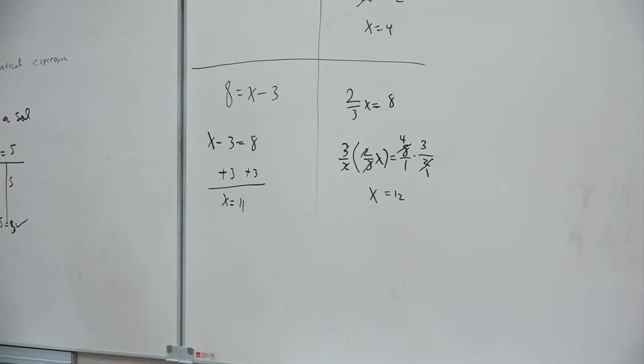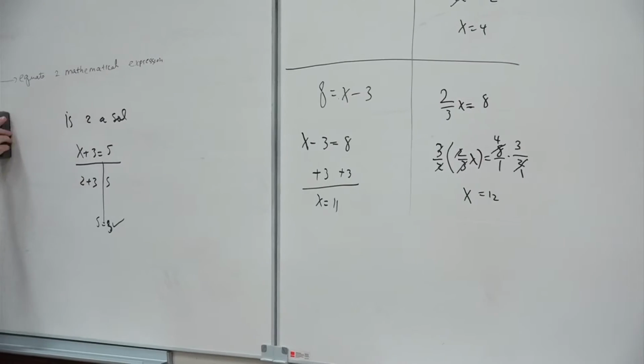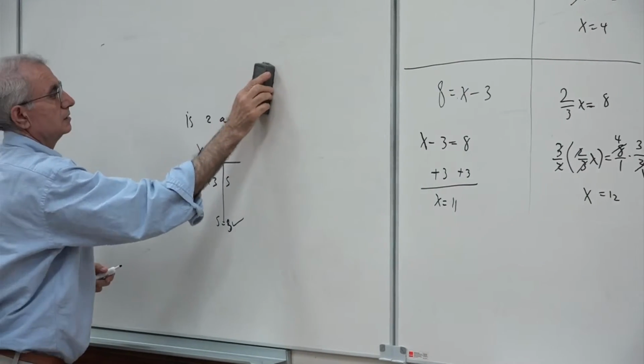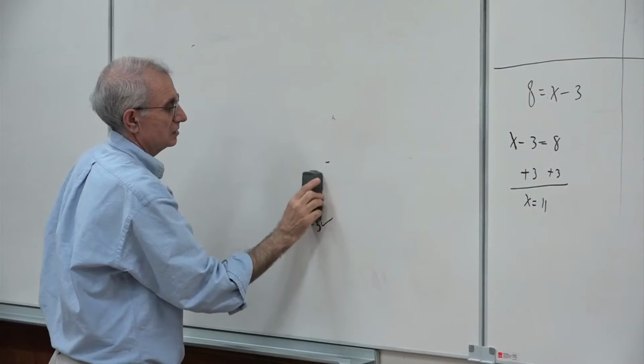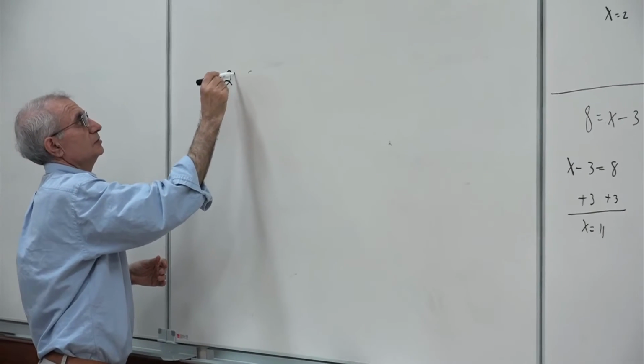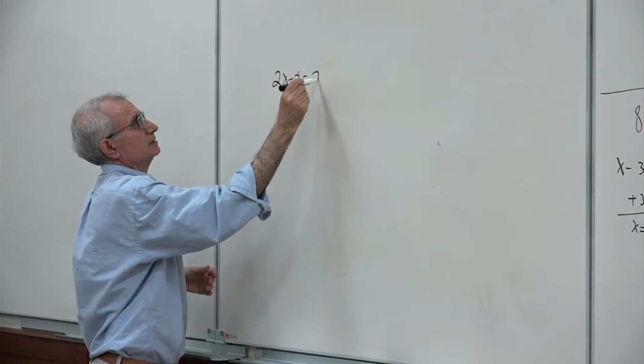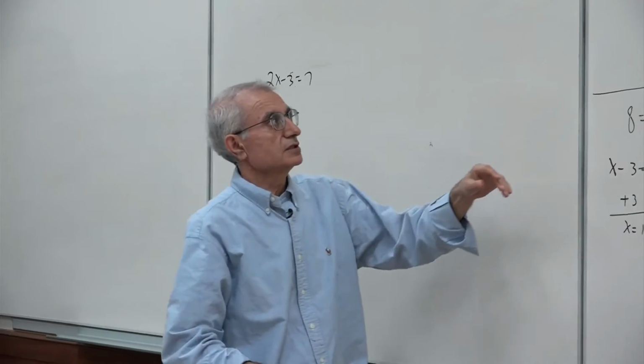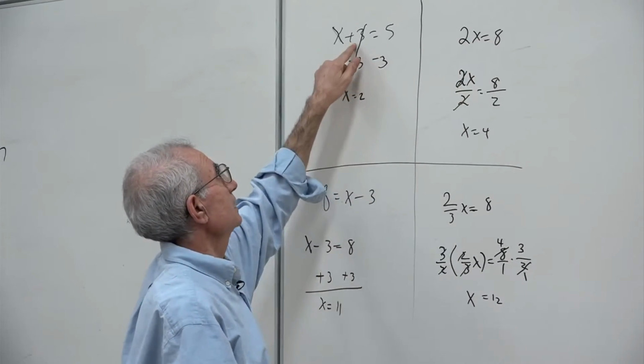I can have a combination of the same thing. Let's do one a little bit more, a combination of the two. Let's say you have 2x minus 3 equal to 7. Notice that this is a combination of this count and this count.